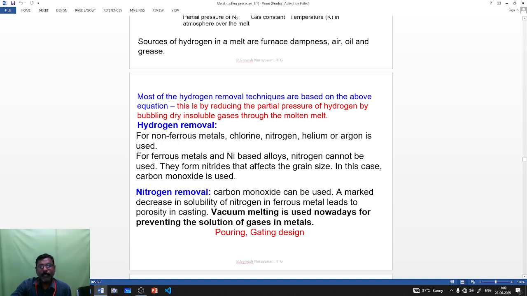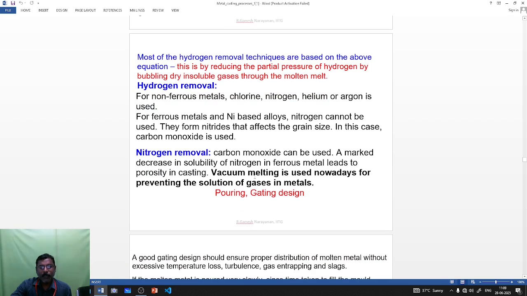For ferrous metals and alloys, nitrogen cannot be used as it forms nitrides that affect the grain size. In this case, carbon monoxide is used. For nitrogen removal, carbon monoxide can be used. A marked decrease in the solubility of nitrogen in ferrous metal during solidification leads to porosity in castings. Vacuum melting is used nowadays to prevent the dissolution of gases in the metal.